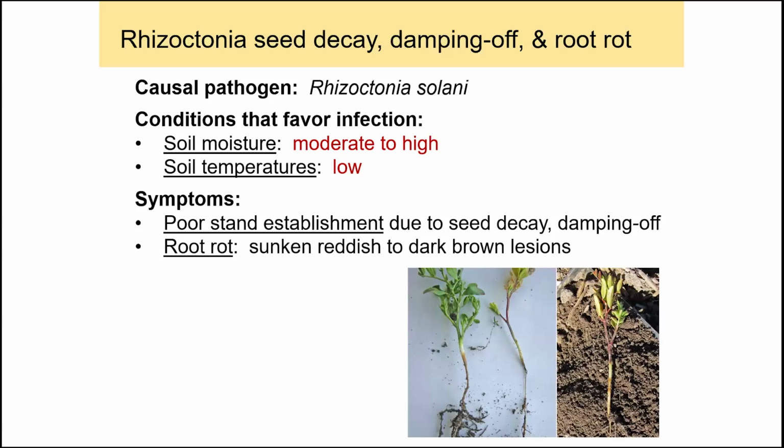Another common damping off disease is rhizoctonia. This one occurs with moderate to high soil moisture and low soil temperatures. Again, poor stand establishment because you've had damping off and seed decay. There's also root rot associated with this, and you can see that in those pictures where it's a sunken reddish to brown lesion on the stem. You can see in that left picture that the stem is very small and tiny, where it has sunk in due to this infection.